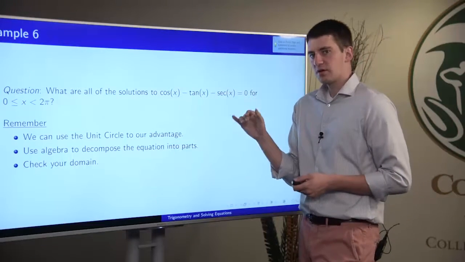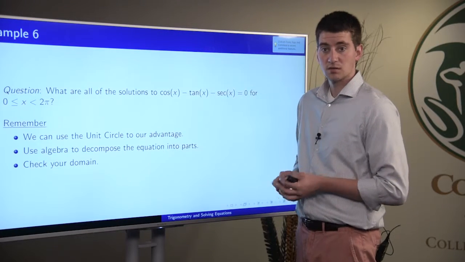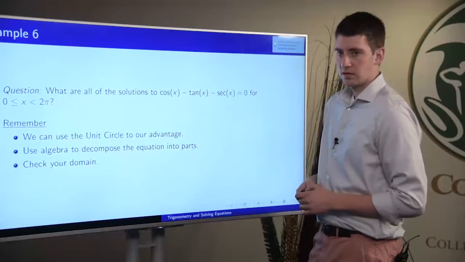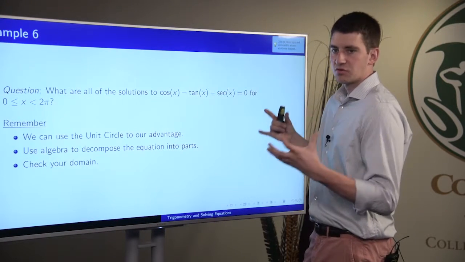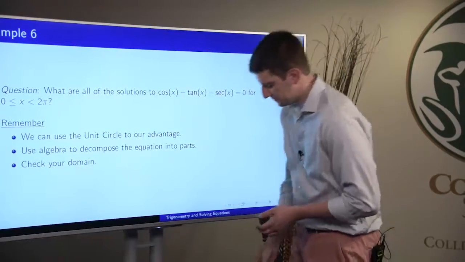On another note, since we're talking about the unit circle, we want to use that. And there are 3 different trig functions floating around. It might be more beneficial just to write them using sines and cosines. So we know that tangent is sine over cosine and secant is 1 over cosine. So we should be able to at least reduce the number of trig functions floating around. Let's go to the board.